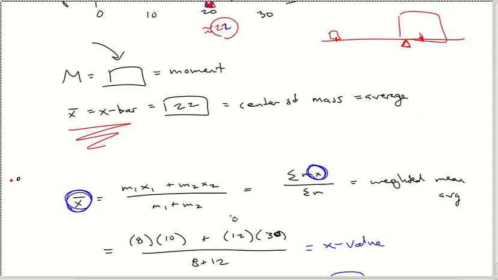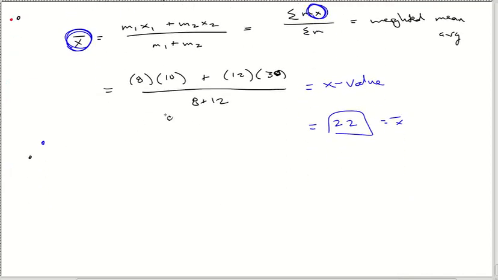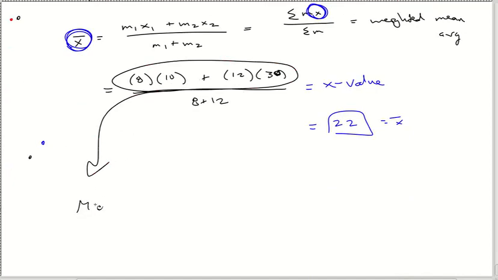Well, notice that we still have to find the moment. And it's not hard to find the moment. It's an intermediate step for something that we could already have done. What they're wanting is actually the numerator part. That is your moment. Your moment is going to be the m1x1 plus the m2x2. And so it actually yields a 440 numerator. And that's it.